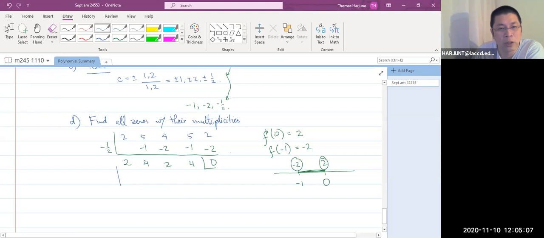I continue with -2. -2, I know, will work. So 2, -4, 0, 0, 2, -4, 0. So my function now is equal to (x plus 1/2)(x plus 2)(2x squared plus 2), which I can factor the 2 out.